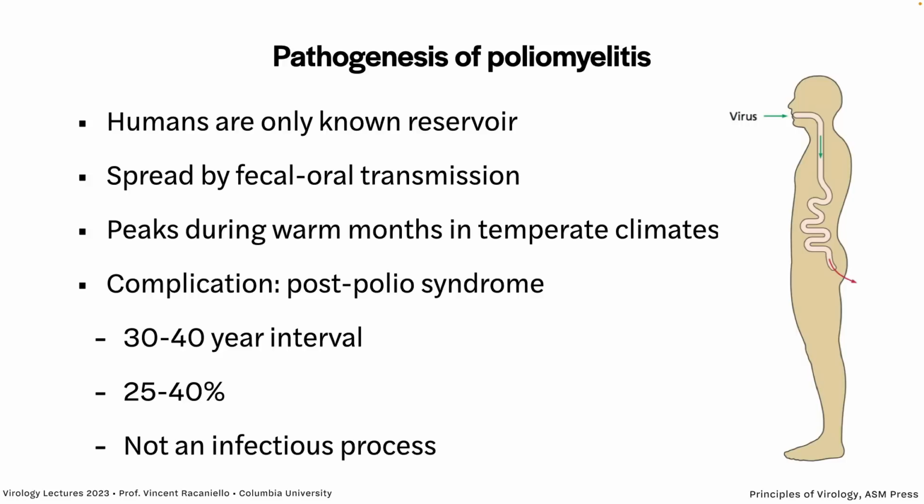And what happens is you have lost a good number of neurons to infection. And as you age, you lose more neurons naturally. And so because you've lost so many to infection, you can't handle it and you lose limb function.